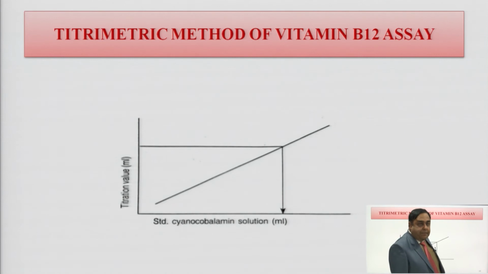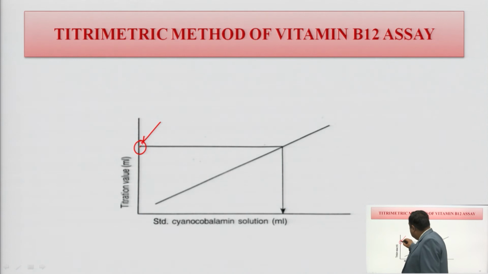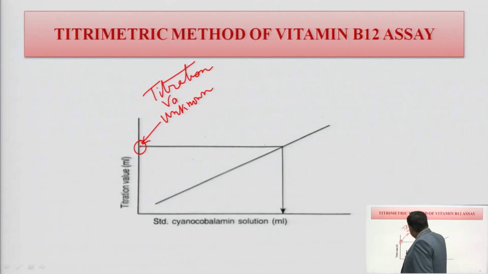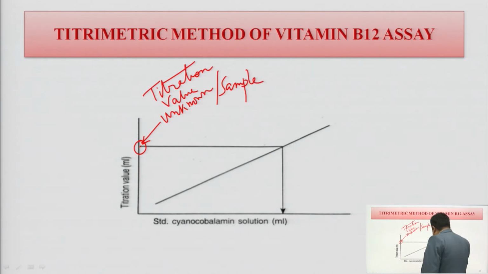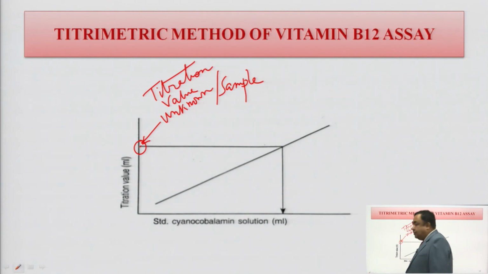This is what it basically looks like: titration value on the y axis, standard cyanocobalamin solution concentration on the x axis. Say this is the titration value of the unknown or sample. Straight away draw a straight line to the point where it cuts this graph, and wherever it touches the x axis will give you the concentration of the unknown sample.